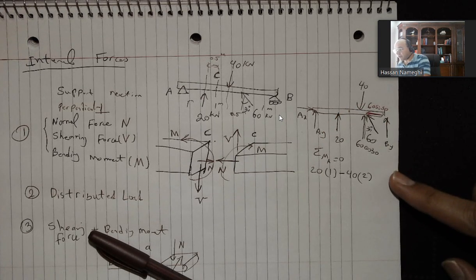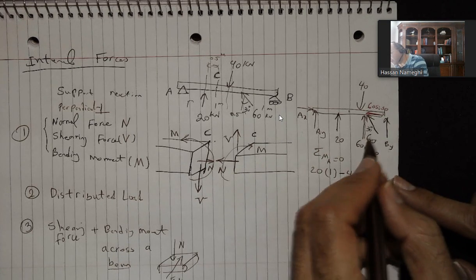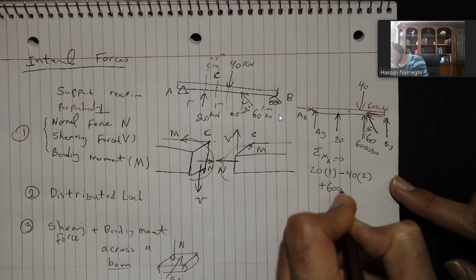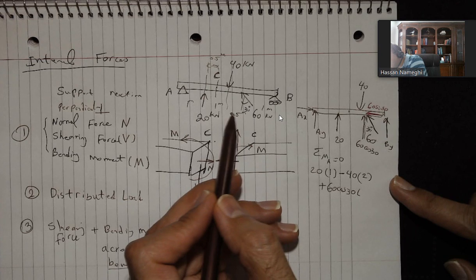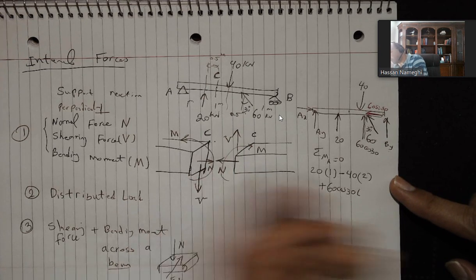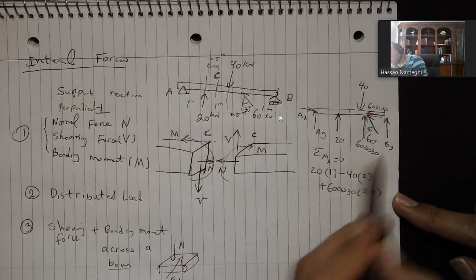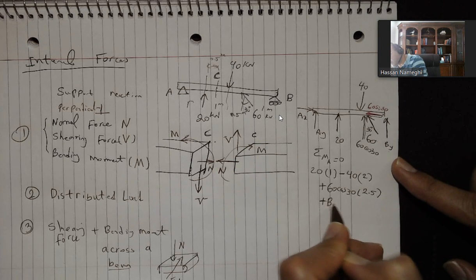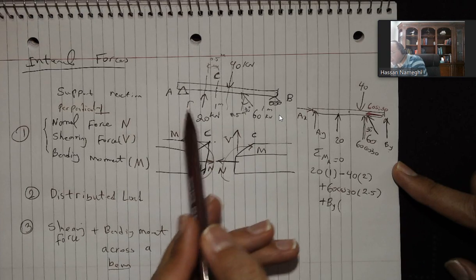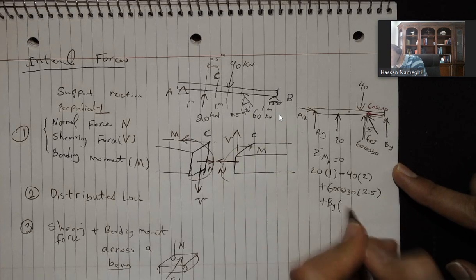So 60 sine 30 is going to go through point A, so no moment from it. So 60 cosine 30 is going to be plus 60 cosine 30. The distance for that is a half a meter here, and then I have 2 meters there, so it'll be 2.5 meters. And I have the By, which is in the same direction as the 60, so it's going to be plus By. And the distance for that is 1, 1, 2, 2.5, 3.5.